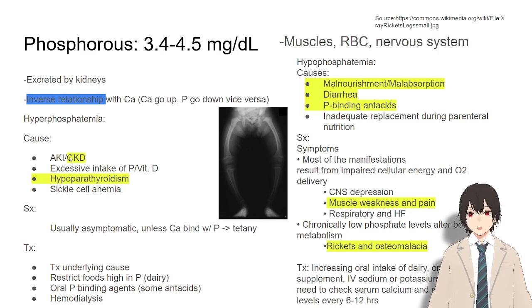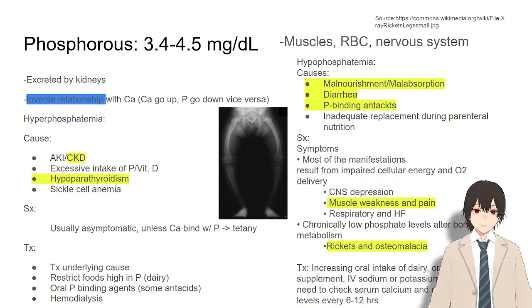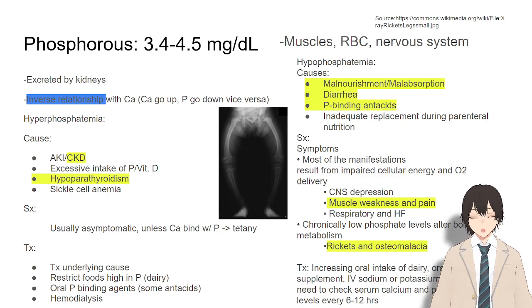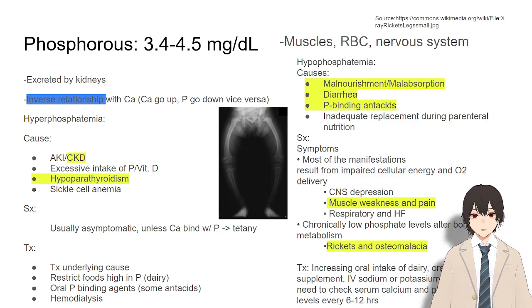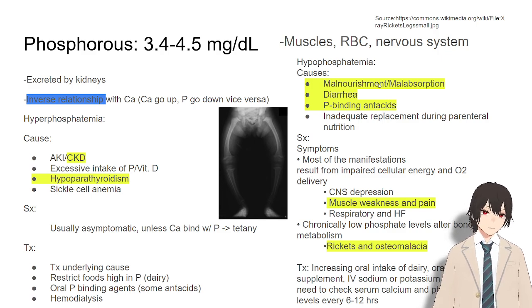Some common causes are kidney damage and hypoparathyroidism. So if there's low parathyroid hormone, there's going to be a lot of phosphorus in the blood because of the inverse relationship that we went over on the calcium slide. It's usually asymptomatic, and you'll usually see the hypocalcemia signs first, so I want you guys to think of the Chvostek's and Trousseau's sign. Now, low phosphorus is usually caused by malnutrition, malabsorption, diarrhea, and phosphorus binding antacids.